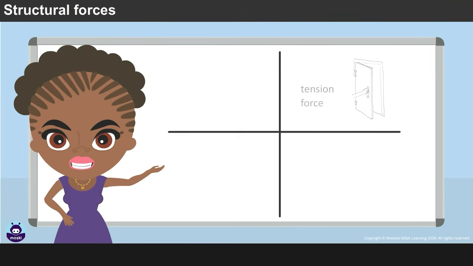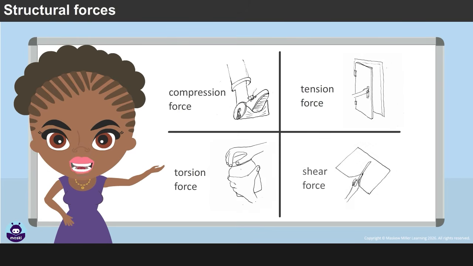The forces of tension, compression, torsion, and shearing can have both a positive and a negative effect on structures. The positive effect helps to strengthen and stabilize structures. The negative effect results in structural failure.